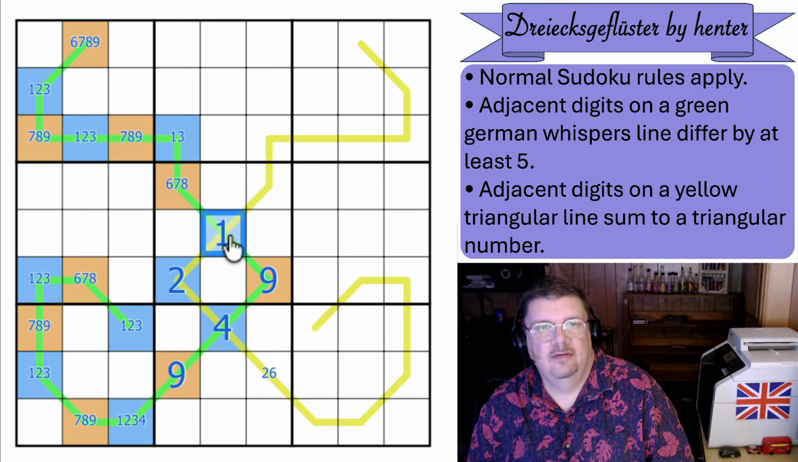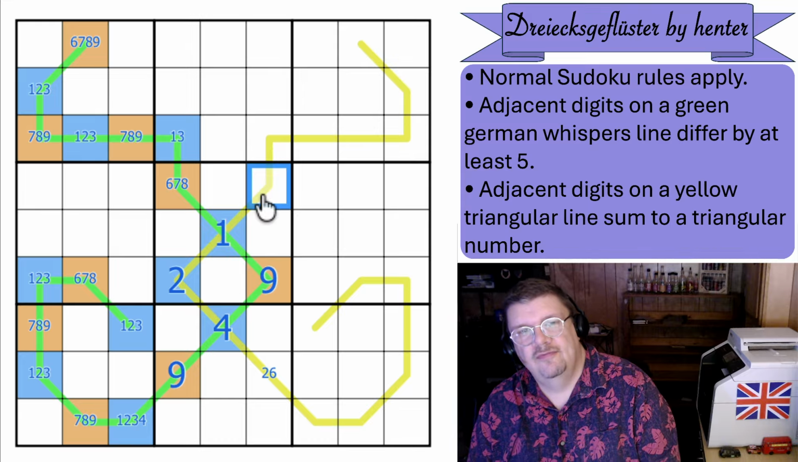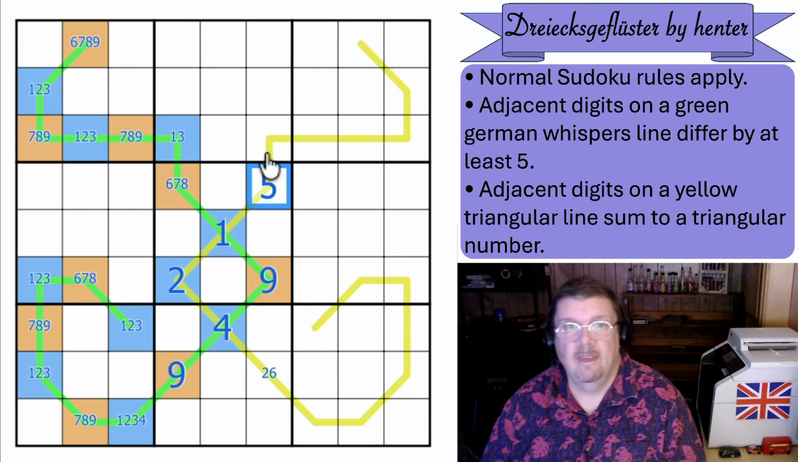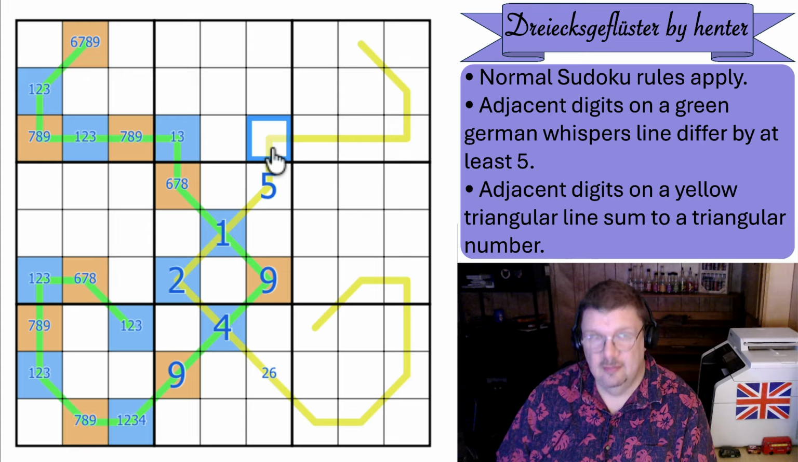All right, let's try that again. 1 goes with 2 to make 3. It goes with 5 to make 6. And it goes with 9 to make 10. And it can't be 2 or 9. That's a 5. 5 goes with 1 or 5 to make 6 or 10. Clearly that can't be a 5, so that has to be a 1.